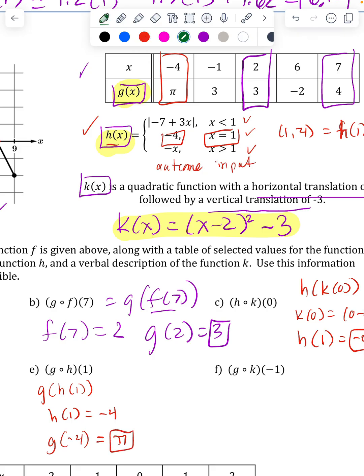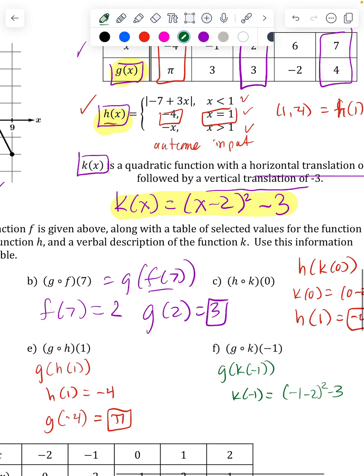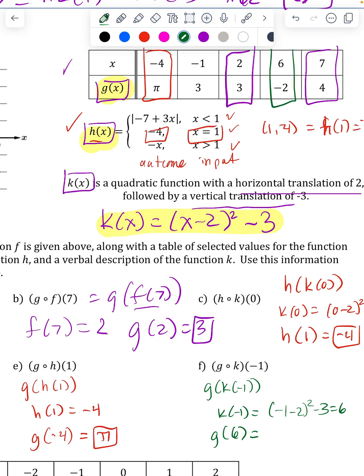And for this last one, g of k of -1, I have to find k of -1 first. K requires me to use this function that we built based off the description. And that's going to turn into -3 squared, which is 9 minus 3, so 6. And then my next layer is g, so g of 6, that is the table again. And in the table, when the x is 6, my outcome is -2.